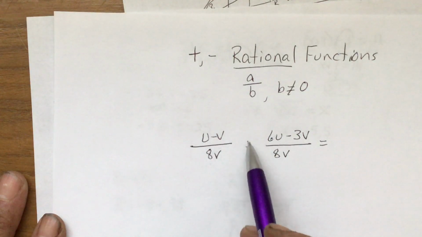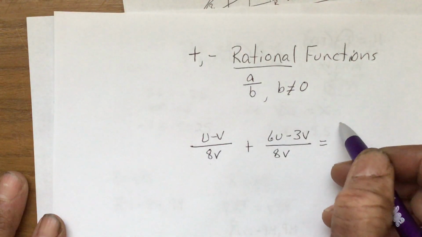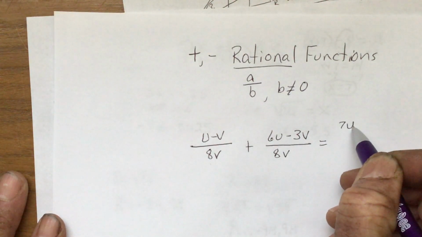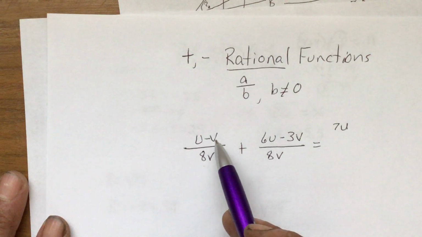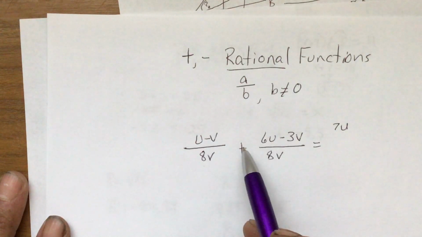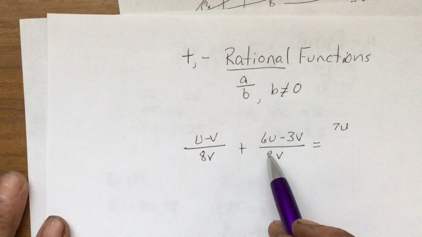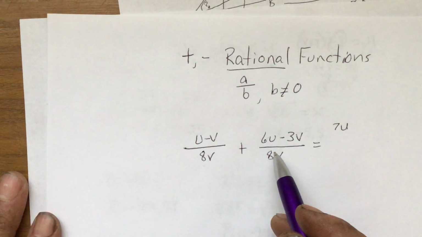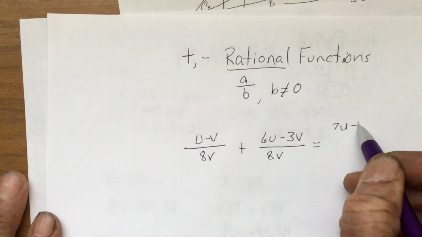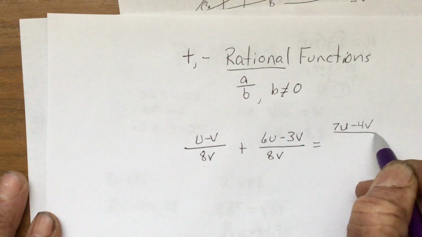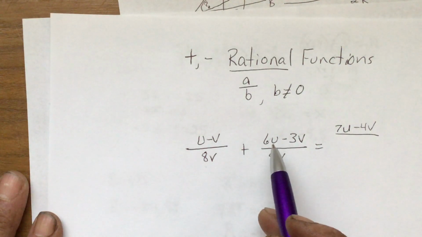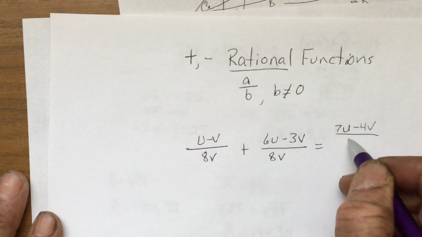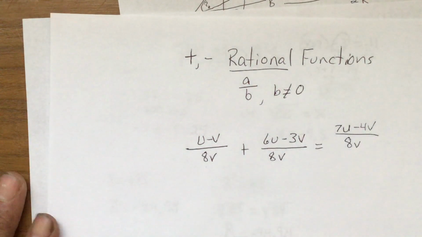We've got u plus 6 more u's, so 7u. Now the v's. We've got negative 1v plus negative 3 more v's, so negative 1 minus 3 is minus 4v. Now we've successfully added the numerators. Now the denominator stays the same.